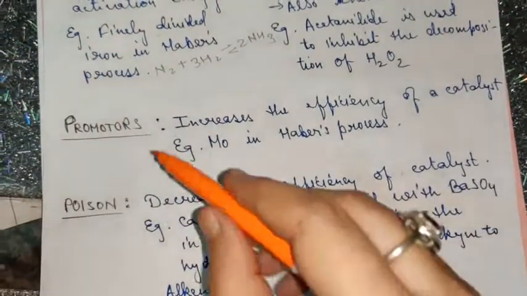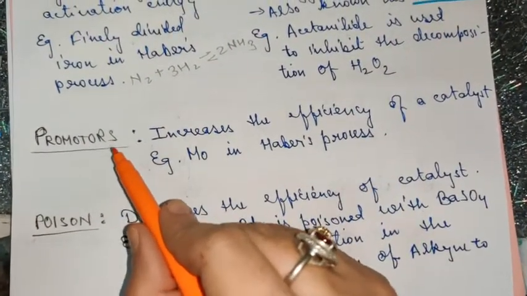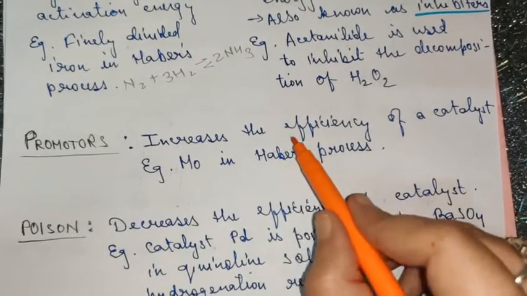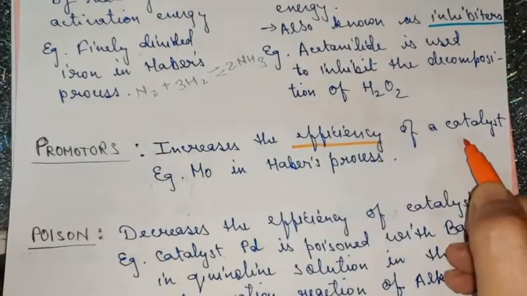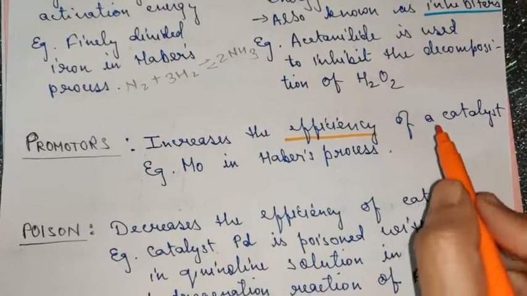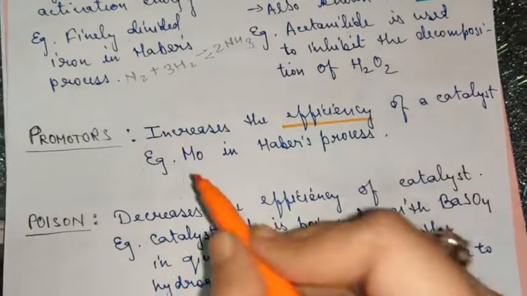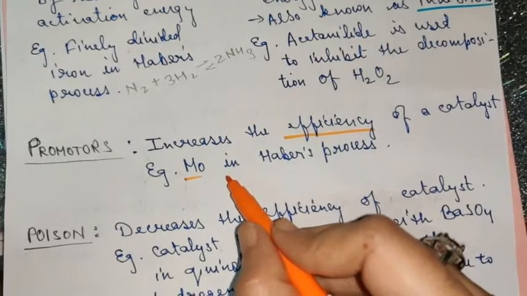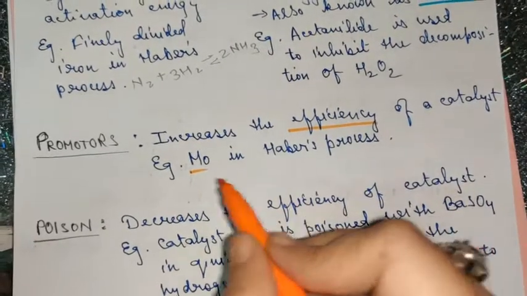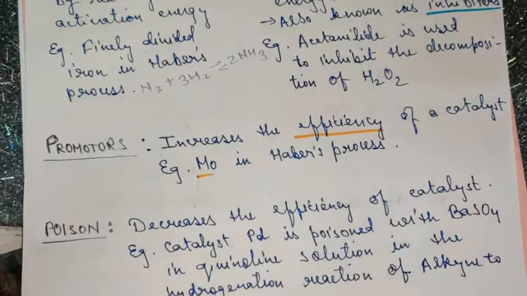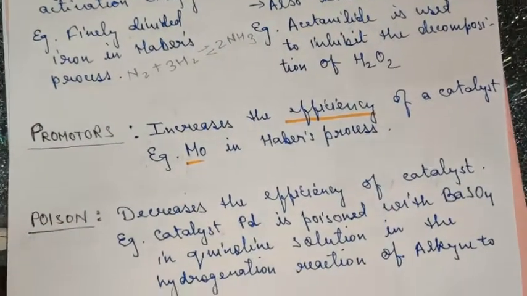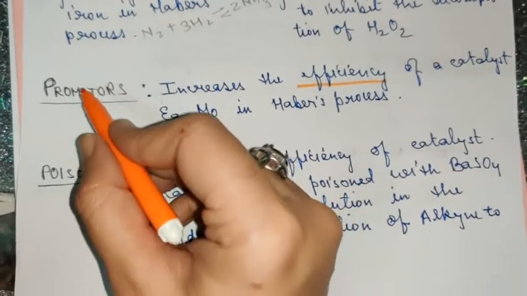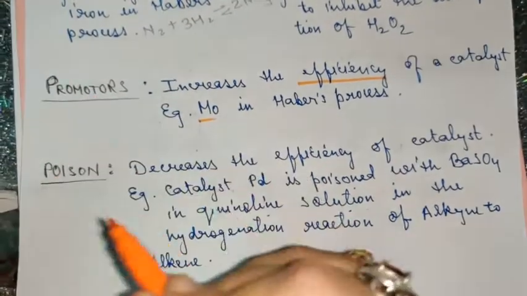So this is how the negative catalyst functions. Now coming to another term related to the topic, promoters. What are promoters? Promoters are the chemical substances which increase the efficiency of a catalyst. That is, they make the catalyst more efficient. For example, molybdenum for finely divided iron, again in Haber's process. Okay, molybdenum acts as a promoter. It increases the efficiency of catalyst. Promoters are also known as accelerators. If you want, you can mention in your notes, they are also known as accelerators.